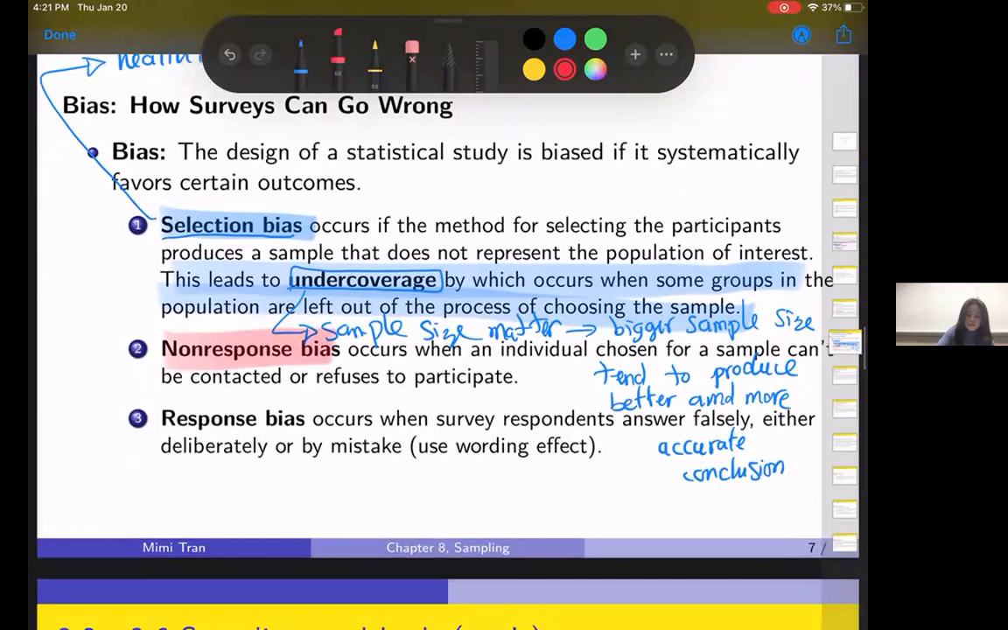Response bias occurs when a survey respondent answers falsely, either deliberately or by mistake. So let me go back to the non-response bias. Say, phone calls. A lot of the time phone calls will represent the non-response bias.